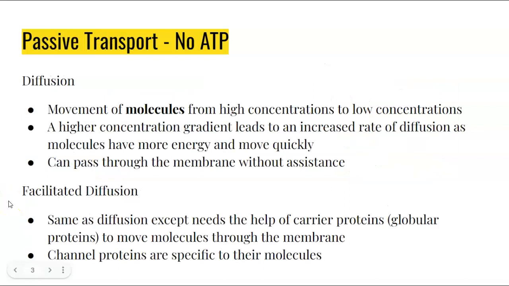So, main types of passive transport, there are three types. These are two of them. No ATP. Remember, that's the big thing about passive transport: they do not need energy to actually transport molecules.